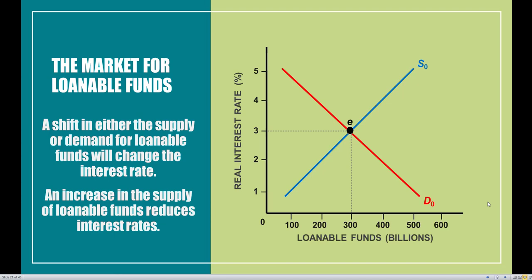Here we start off pretty simple. We have a supply and demand curve. We know our equilibrium interest rate is equal to 3%. Equilibrium quantity of loanable funds is equal to 300.